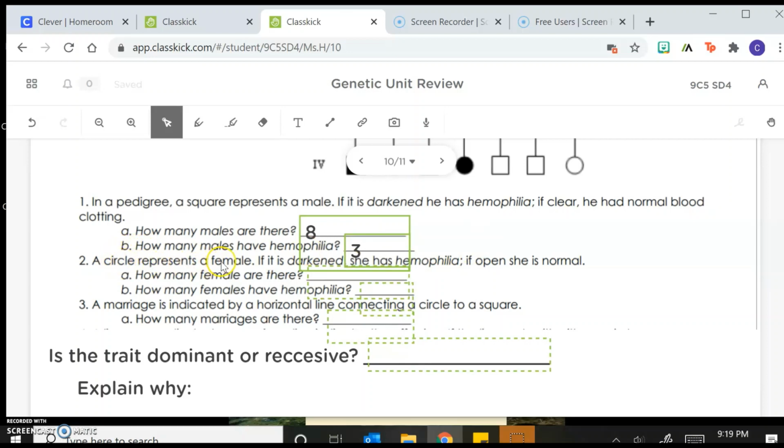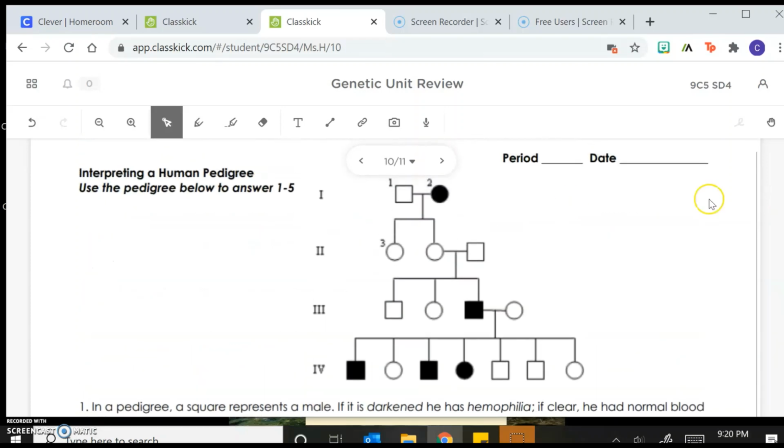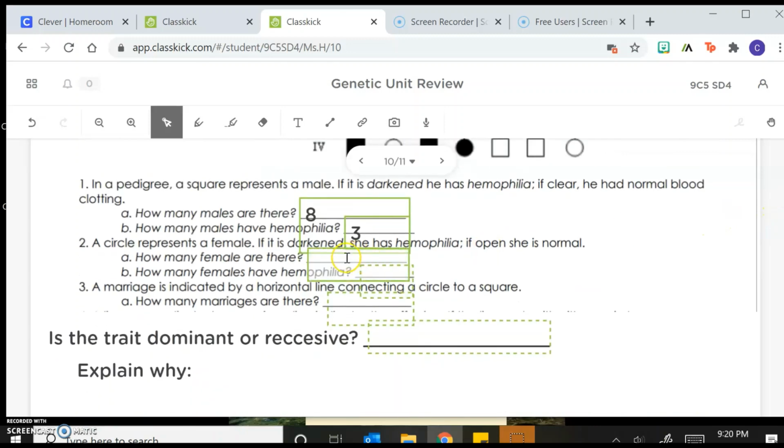Next, it says a circle represents a female. If it is darkened, she has hemophilia. If open, she has normal blood clotting. How many females? Well, it just told me females are circles, so I'm going to count my circles. 1, 2, 3, 4, 5, 6, 7, 8. 8 females. So I'm going to put an 8 right here.